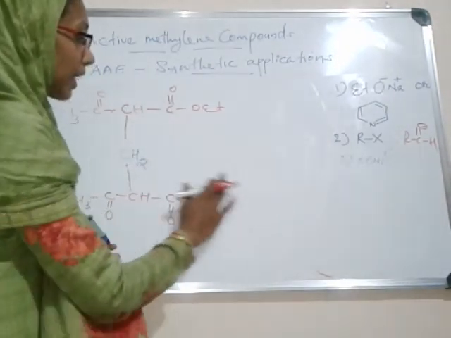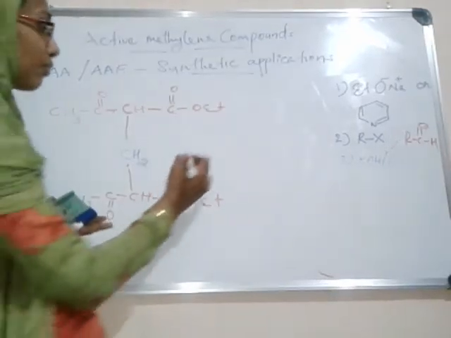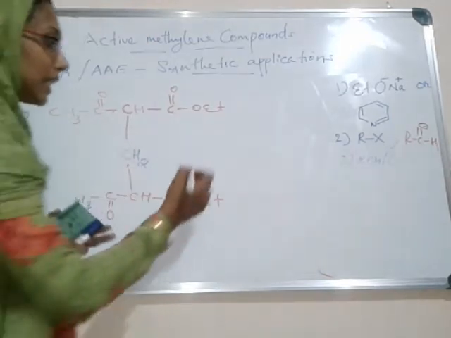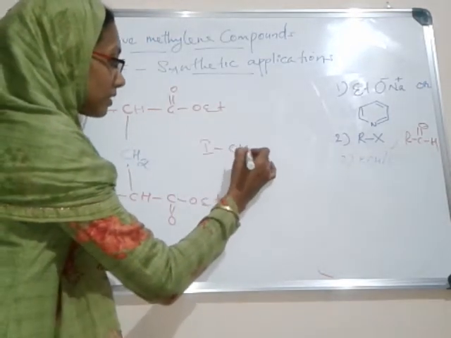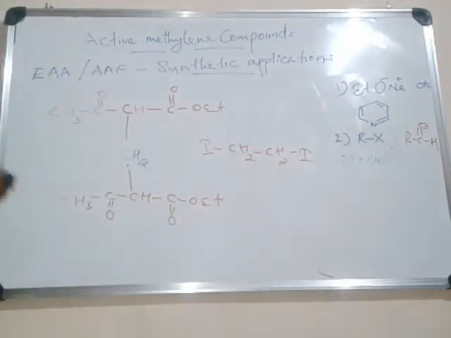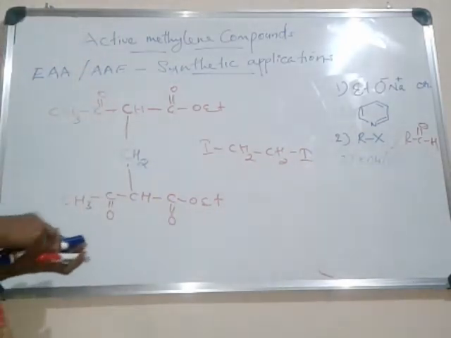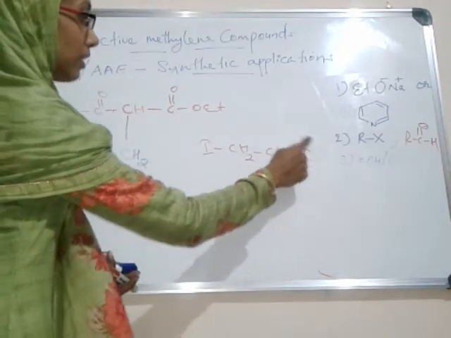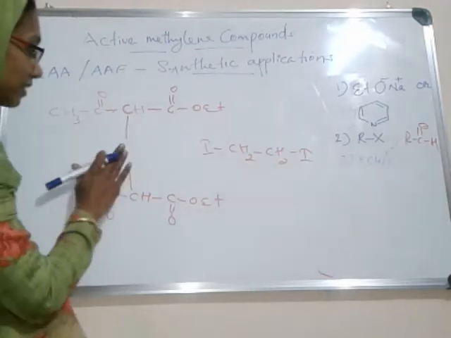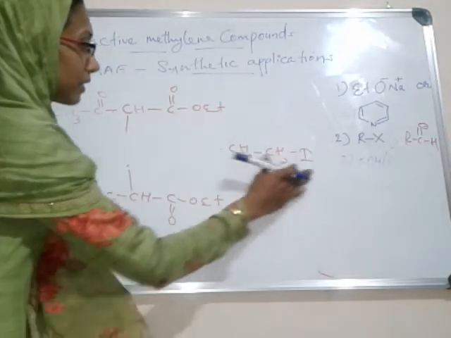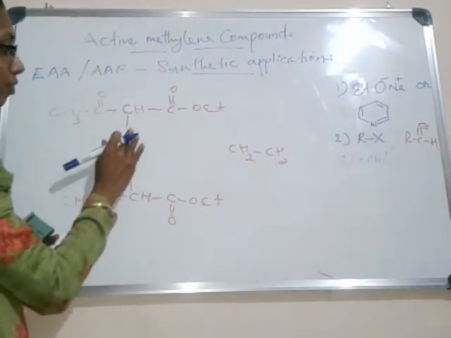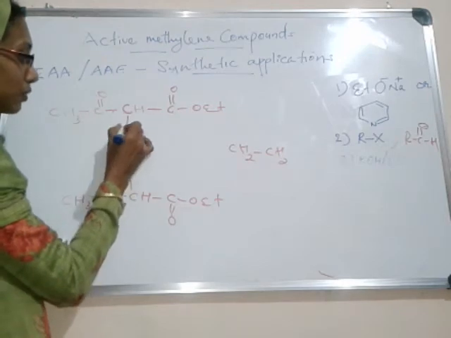Suppose that instead of diiodomethane, we use diiodoethane, that is, CH2I-CH2I. It is easy to write the product: these two iodines get lost as sodium iodide, and a bond is formed between these two CH2 groups.